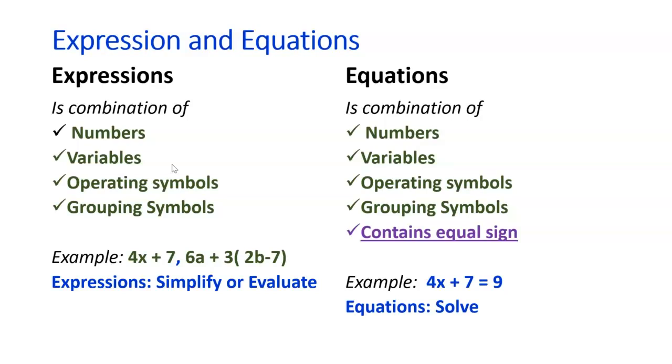On the other side, equation also has everything that the expression has. The numbers, the variables, the operating symbol, the grouping symbol. The extra sign that equation carries is the equal sign. So the example is 4x plus 7, if I just put equals 9, now that becomes an equation. Equations can always be solved. For this particular video, I will not show you how to solve. We will only identify if a number is a solution or not.